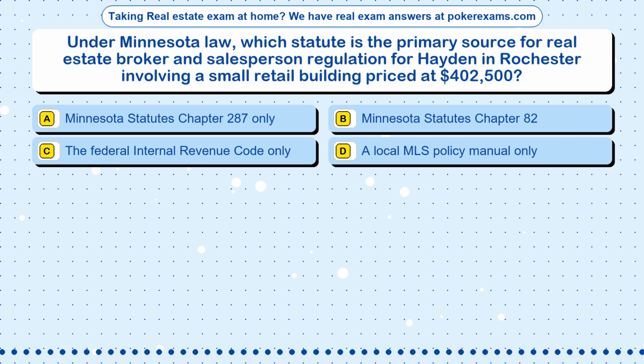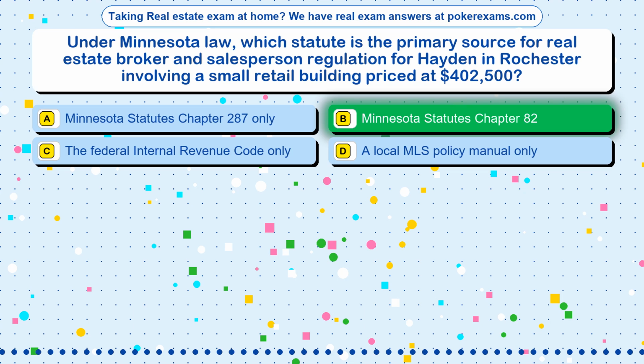Question 86. Under Minnesota law, which statute is the primary source for real estate broker and salesperson regulation for Hayden and Rochester involving a small retail building priced at $402,500? Option A. Minnesota Statutes Chapter 287 only. Option B. Minnesota Statutes Chapter 82. Option C. The Federal Internal Revenue Code only. Option D. A local MLS policy manual only.